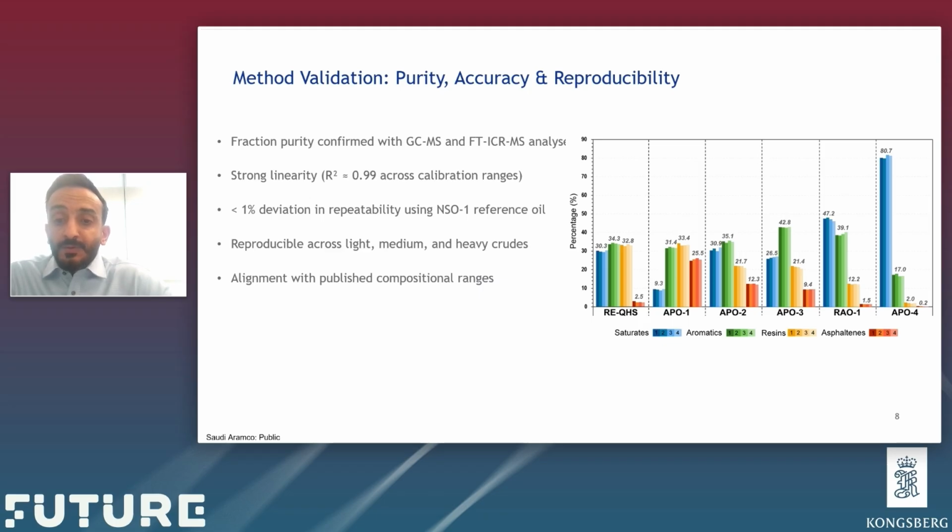Again, reproducibility was less than 1% for each fraction, which is a record-breaking result in SARA analysis methods. This gave us high confidence in the method that we're developing, and in the stability of the detectors giving the same response for each fraction.